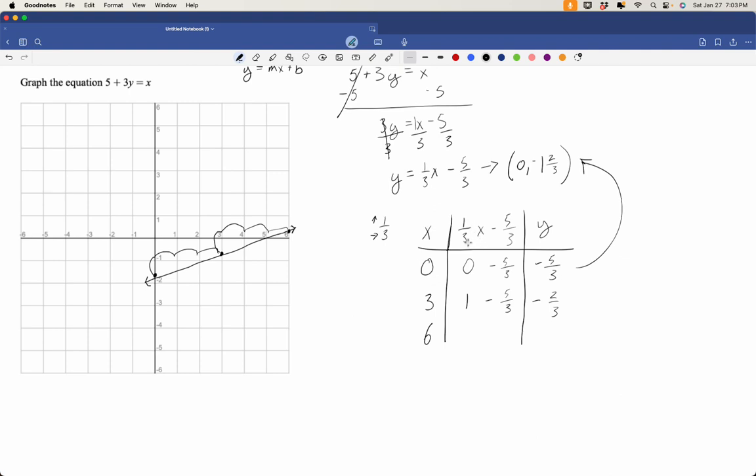you would say 6 over 3 would be 2 minus 1 2/3 would be a positive 1/3, which is where we are, the positive 1/3 mark right there. So those are your points. You had 0 and a negative 5/3 for the first point. Then you had 3 and negative 2/3 for the second point. And then you had 6 and positive 1/3 for the third point.